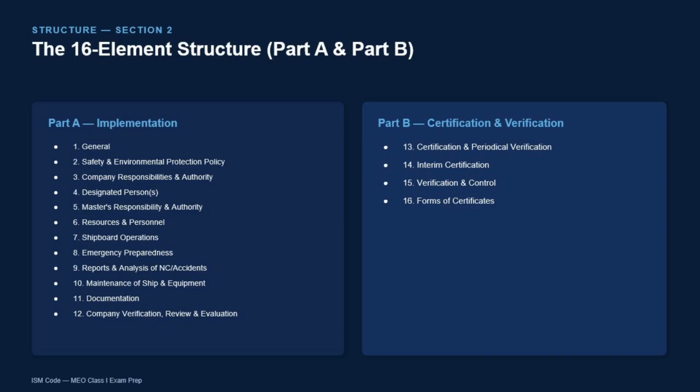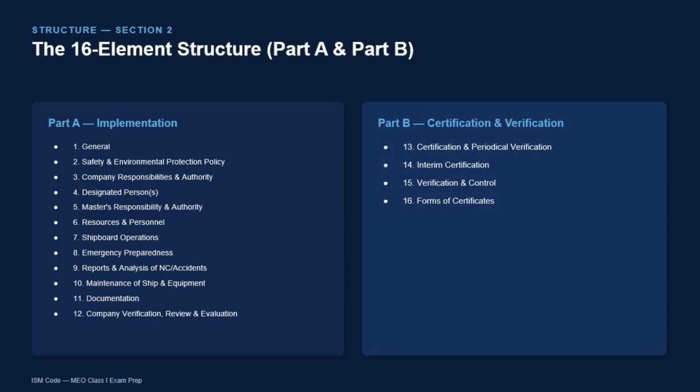Slide 8. The 16 elements. Part A of the ISM Code contains 12 elements related to implementation of the safety management system. These include general requirements, safety and environmental protection policy, company responsibilities, designated person ashore, master's responsibility, resources and personnel, shipboard operations, emergency preparedness, reporting of accidents and nonconformities, maintenance, documentation, and company verification and review.